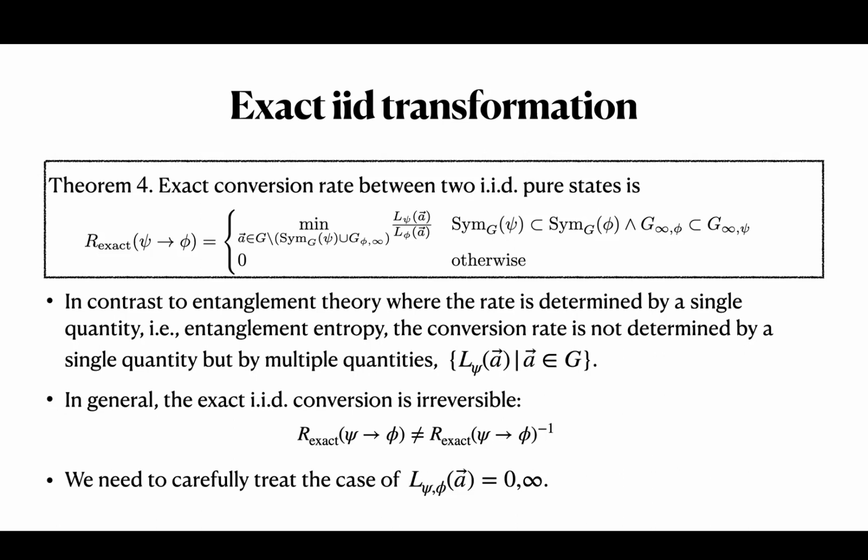This is in contrast to entanglement theory, where the rate is determined by a single quantity, the entanglement entropy. In this case, the conversion rate is not determined by a single quantity, but by multiple quantities, like this. And in general, since there is a minimization, the exact IID conversion is irreversible. We need to carefully treat the case where L takes a value of 0 and infinity. This is why we need some conditions and some exclusion in this minimization.